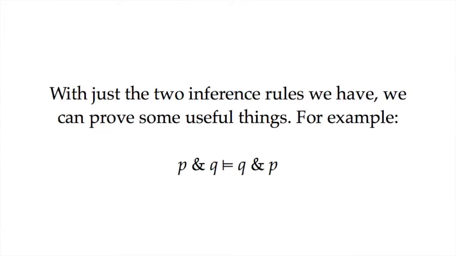Now, I've given you two inference rules, and with just these two inference rules, we can already prove a few things that are pretty useful to know, or at least they will be useful later on in this course. I'm going to give you one example right now. Here's the example: P and Q entails Q and P. Well, how do we prove this? Here's how we prove it.